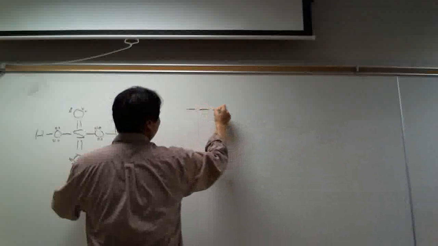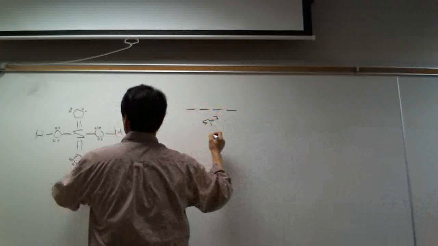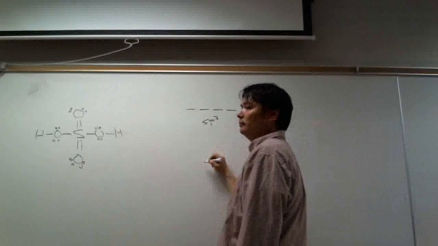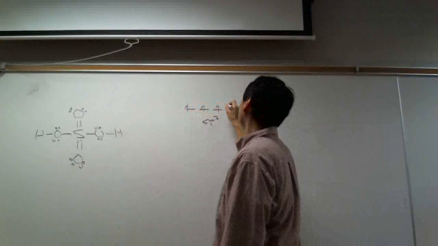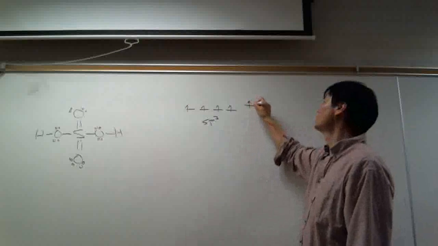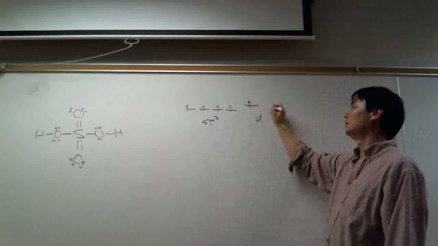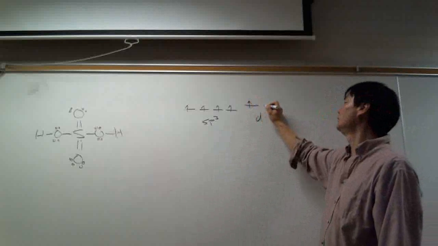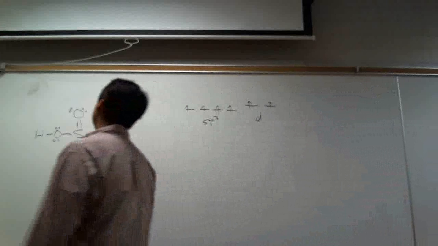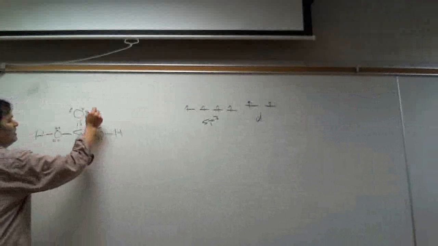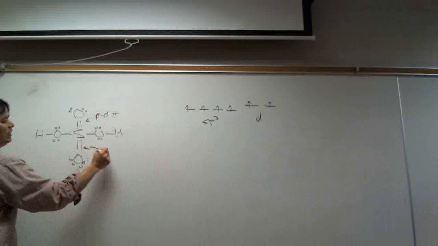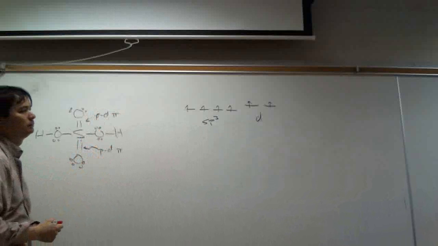So sulfur is sp3 hybridized. And how many electrons does sulfur have? 6. 1, 2, 3, 4. Where should my 5th electron go? Into the D. Where should my 6th electron go? Also into the D. And so what this means is I have a PD pi bond here, and I must have another PD pi bond here.